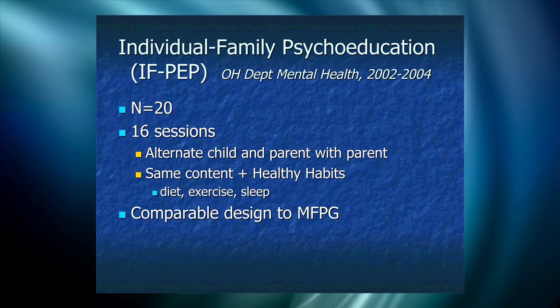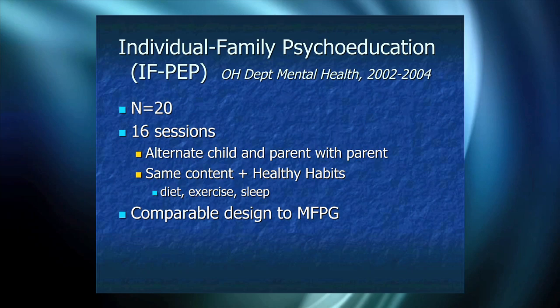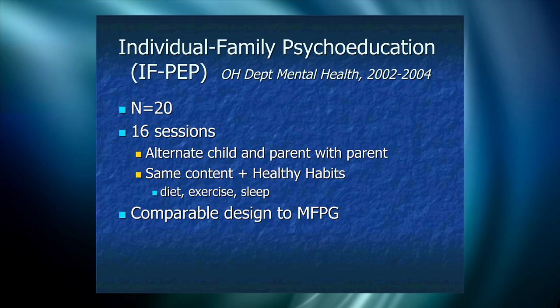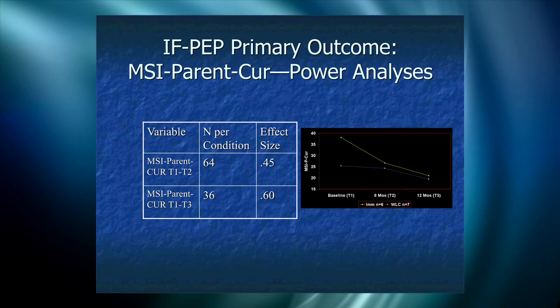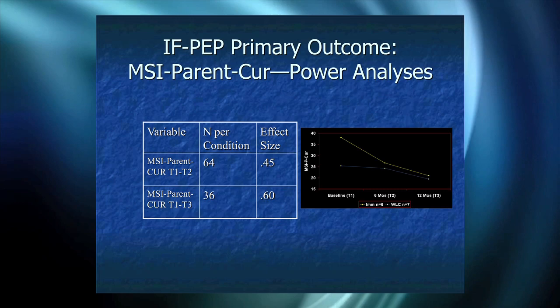We had pretty much the same content of the MFPEP, but also added in healthy habits, where we look at diet, sleep, and exercise with a comparable design. And what you see here is even when you have a small sample size, you can randomize, but our baseline, they were not similar on severity. So our immediate treatment group were more severely impaired, and you see a nice decline over time, baseline 6 and 12 months, and there's our waitlist group. So we had reasonable effect sizes.